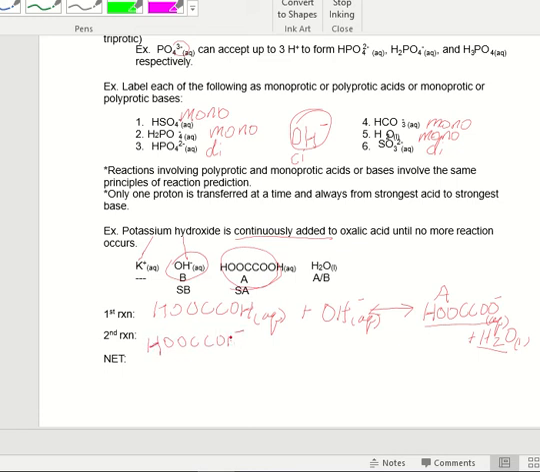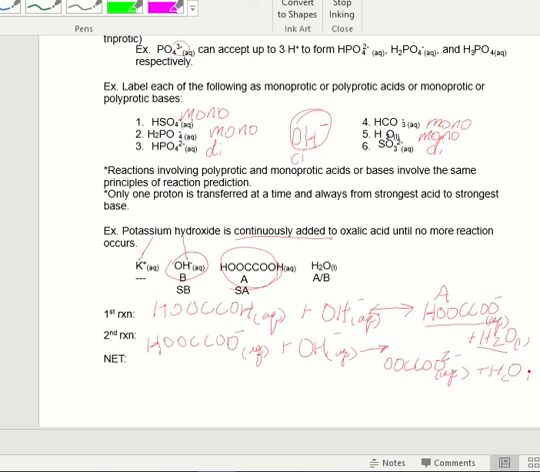1 minus (aq), and more OH is getting added. So we're going to get very similar results here. We're going to get, this time, a polyprotic base is formed, and water.